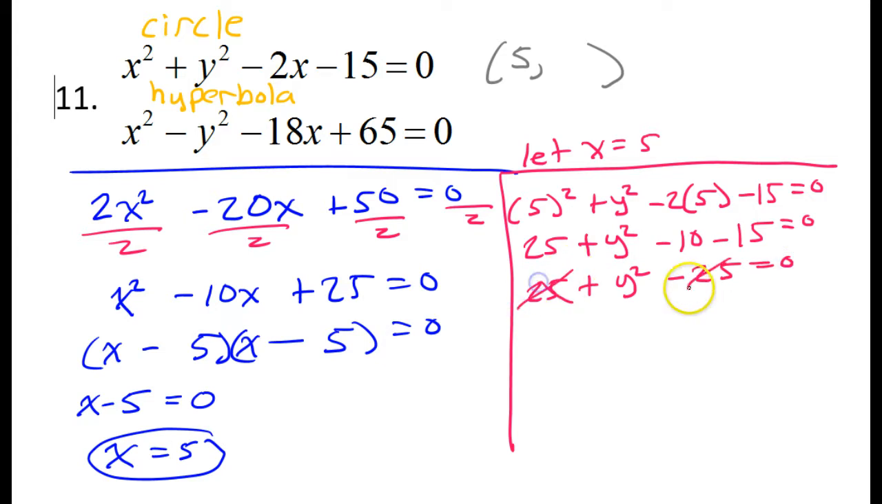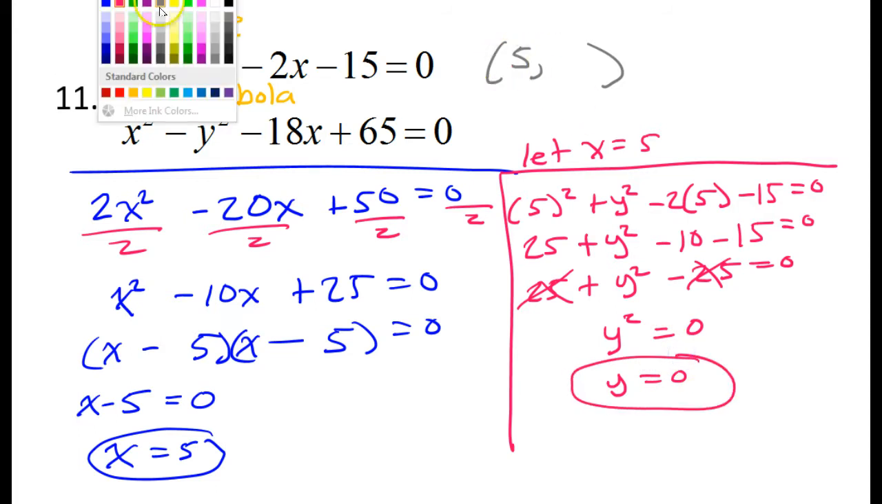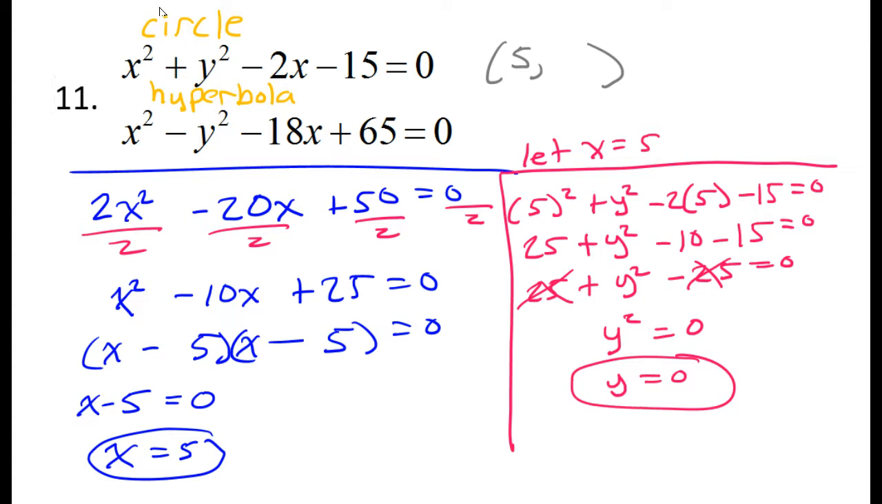But these are going to cancel each other out. So I really just have y squared is equal to 0. Taking the square root of both sides, I have y is equal to 0. So this is the y value that goes with this x value. So that's it. 5 comma 0 should be the intersection between the circle and the hyperbola.